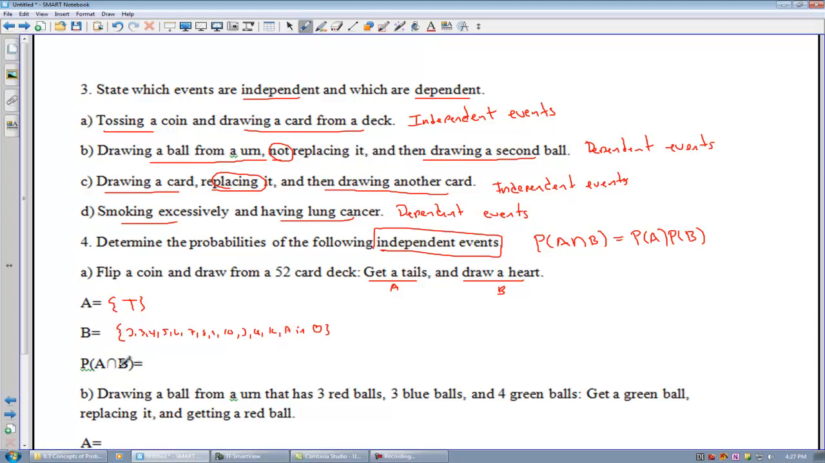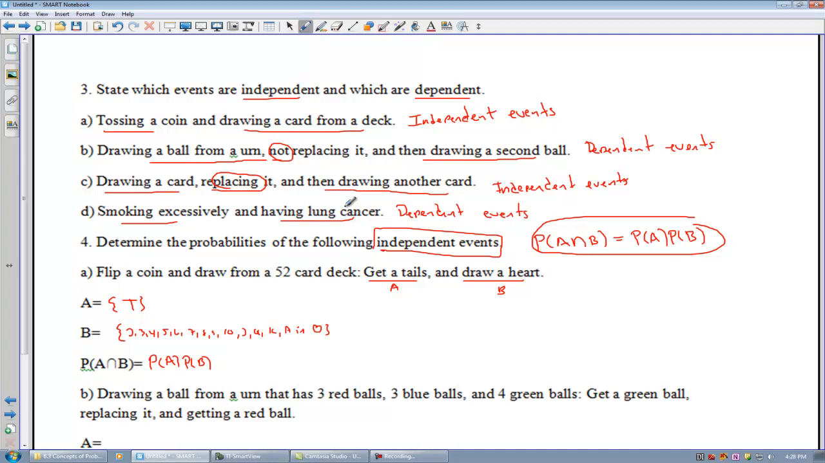And we want to figure out the probability of A intersect B. Since they're independent, we can use this formula here. So this should be equal to, you're told they're independent, P of A times P of B. Oftentimes it's hard to decide whether two events are dependent or independent unless you really understand the situation, like smoking excessively and having lung cancer.